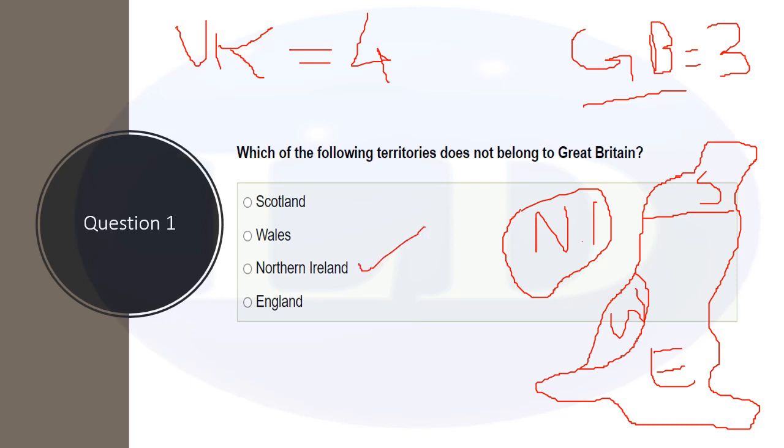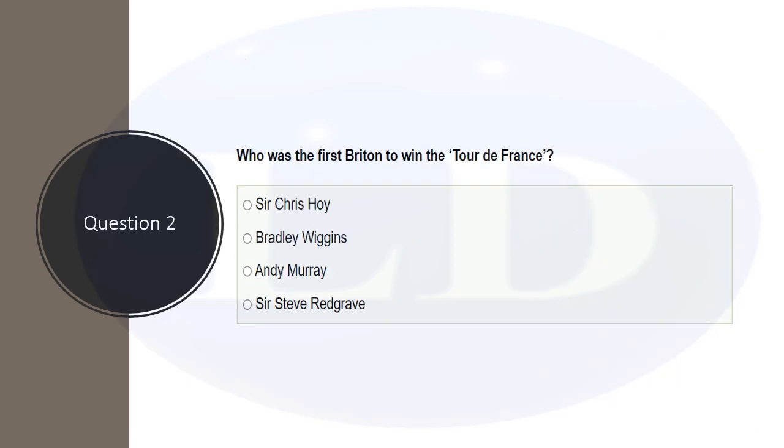Still, the story does not finish here. Sometimes you will have a question: how many countries are in the UK? So 4. How many countries are in Great Britain? 3. Or sometimes you can have a true or false: Great Britain has 4 countries, true or false? That is false, because Great Britain has 3 countries. Sometimes you will have Scotland is not in Great Britain, which is again false. If you remember which countries are in Great Britain and which are in the United Kingdom, then it's easy for you. Next question.